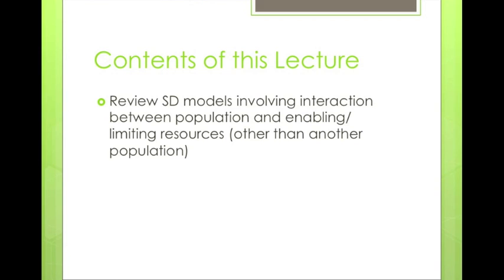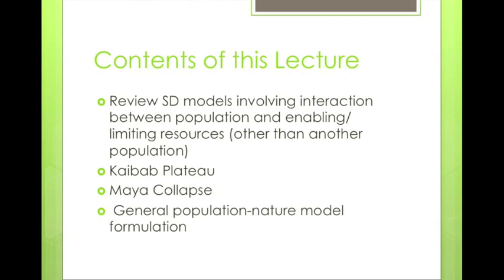Last time we spoke about when one population enabled or limited the others through competition. Today we're going to be looking at natural resources and their interaction and how they limit or enable population. We're going to be doing this through 3 case studies. One has to do with the Kaibab Plateau in northern Arizona. The other has to do with the collapse of the Mayan population over 1,000 years ago. And then we're going to be focusing on a general population nature model formulation that we're going to be using later on in the class.